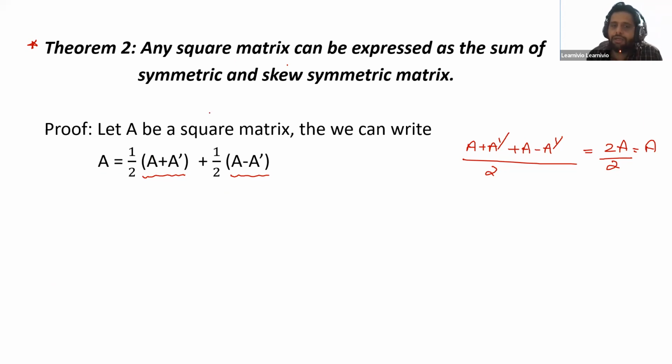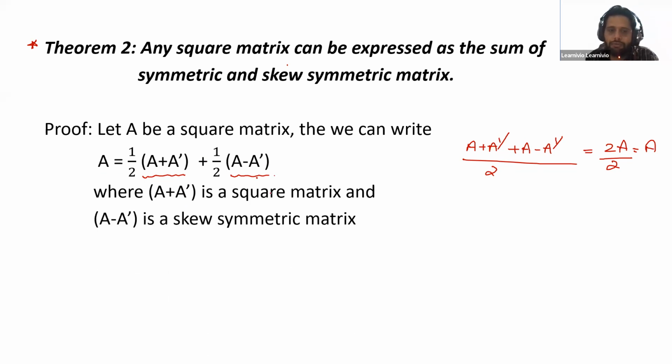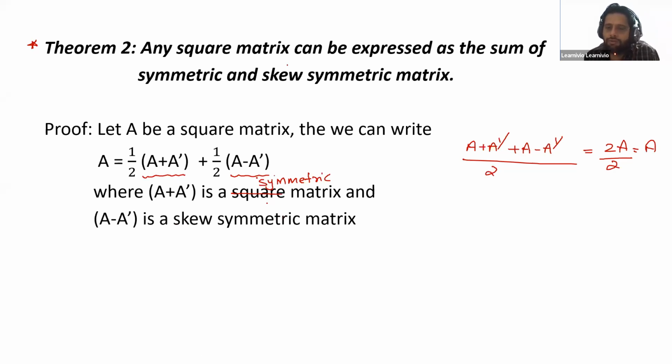So this is the theorem that any square matrix can be written as the sum of a symmetric matrix and a skew symmetric matrix. Okay. So we already know that this is a square matrix, this is a symmetric matrix, and this is a skew symmetric matrix. So I hope this theorem is clear to everyone that we can express a square matrix as the sum of a symmetric and a skew symmetric matrix. Okay, so please note down this theorem and confirm to me, then we will do a question on the basis of this topic.